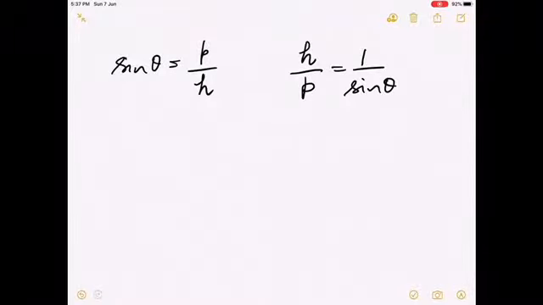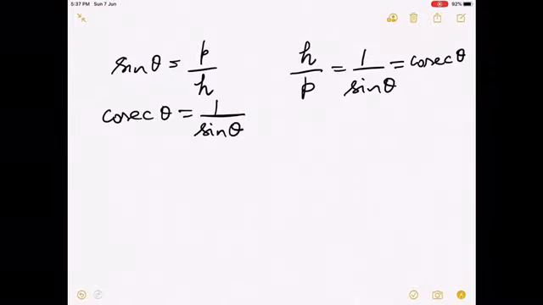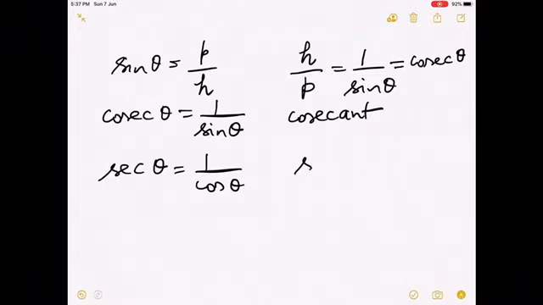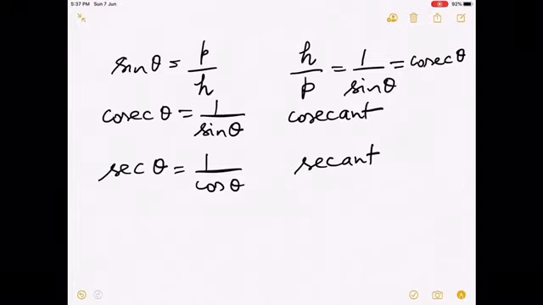But since it comes very frequently in the question, this 1 upon sine theta has been given a special name. It is known as cosec theta. So we can write here cosec theta is equal to 1 upon sine theta. Same way the reciprocal of cos theta is written as sec theta. Now let me just tell you one more thing. Cosec is the short form of cosecant, and same way sec is the short form of secant. And then we write here the next one, the reciprocal of tan theta. It is denoted as cot theta.